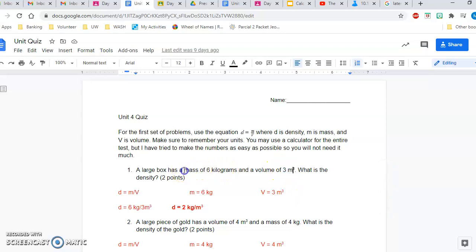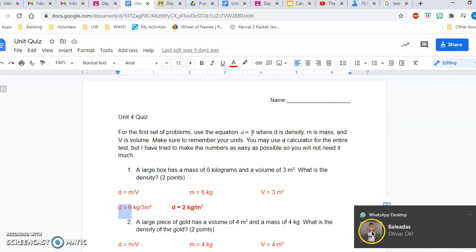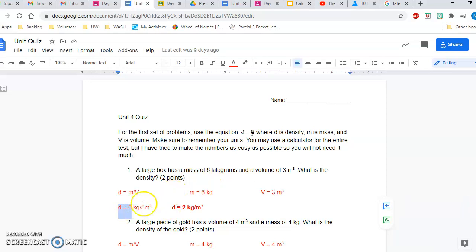So I just took those from our equation, and then I have my equation I can put in here simply. So I can put in 6 kilograms divided by 3 meters cubed. I'm just plugging in m as 6 kilograms on the top and V, 3 meters cubed, on the bottom. And then I can take 6 divided by 3 to get 2 kilograms per meter cubed.